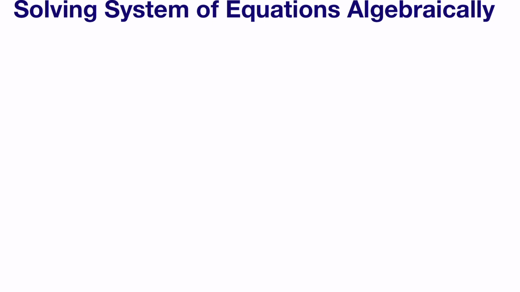The issue when we're graphing, however, is sometimes we cannot determine an accurate point of intersection because you're estimating where the two equations will intersect. So algebraic methods are the best ways to find exact solutions. The first way we're going to look at is called substitution.